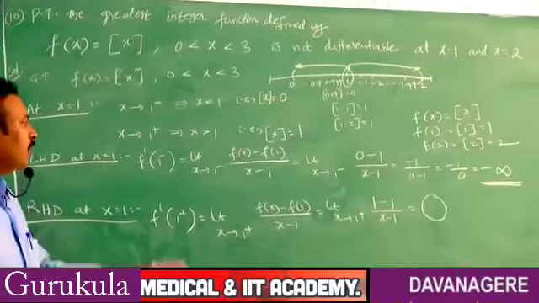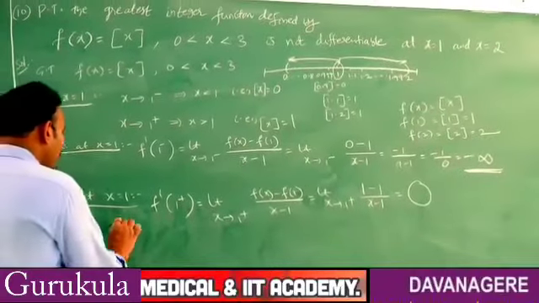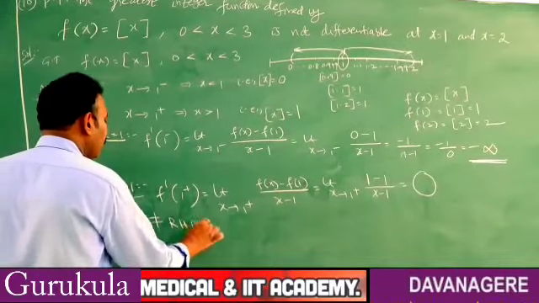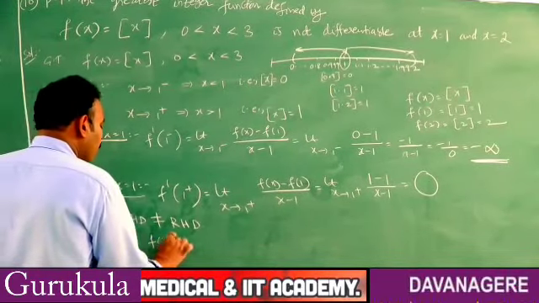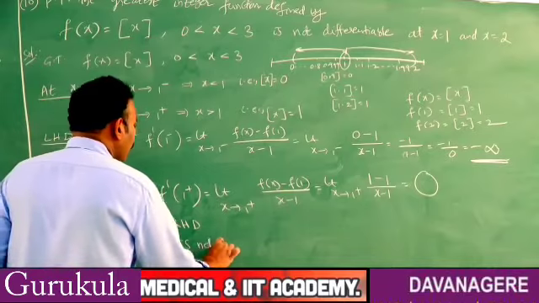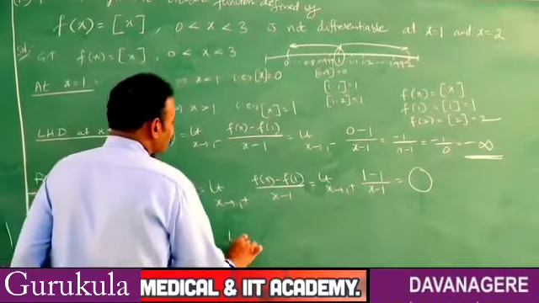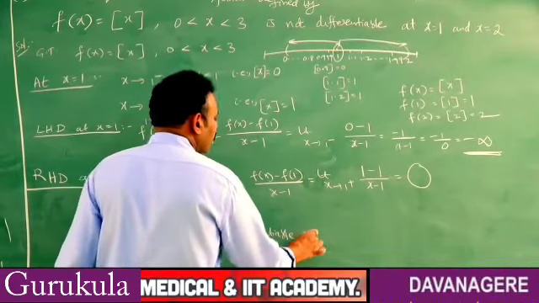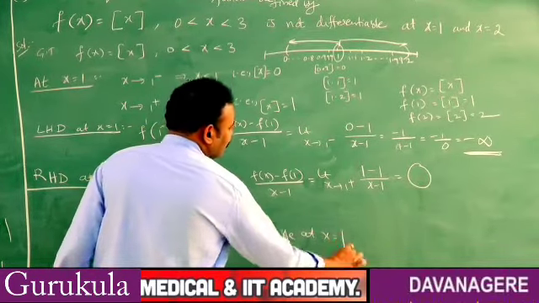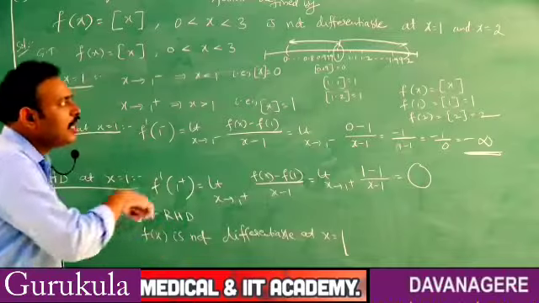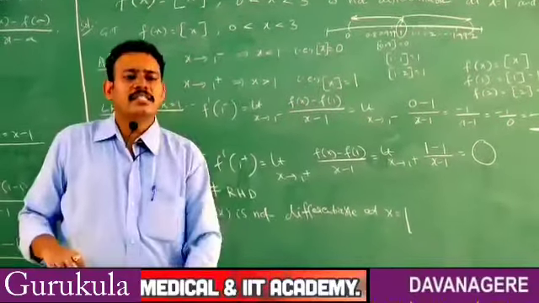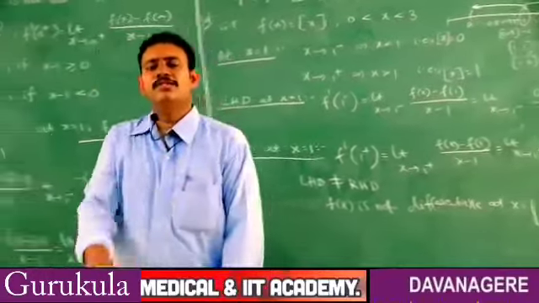Therefore, left hand derivative is not equal to right hand derivative. Therefore, f of x is not differentiable at x is equal to 1. Similarly, you can do it: f of x is not differentiable at x is equal to 2. Similarly, the same we will get.